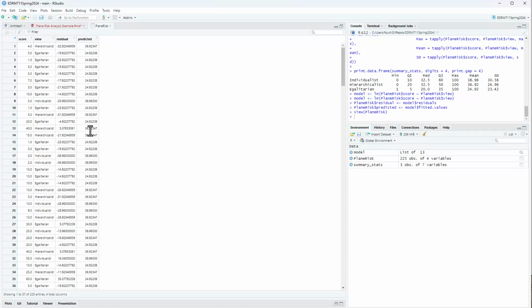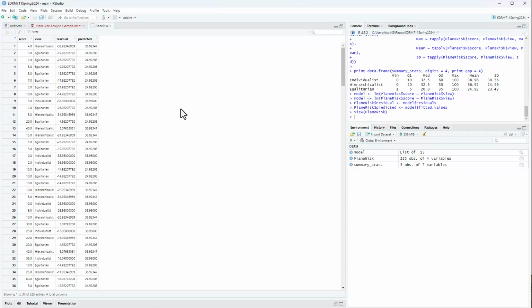When I go down here to hierarchical list on line 13 and 14, they're the same as my first person. So you can quickly see that only 3 predictions have been made. A prediction for hierarchical list, a prediction for egalitarian, and a prediction for individualist. Why is that the case? Well, think about it. In multiple linear regression, for a specific value of the explanatory variable, we predict a value for the response.